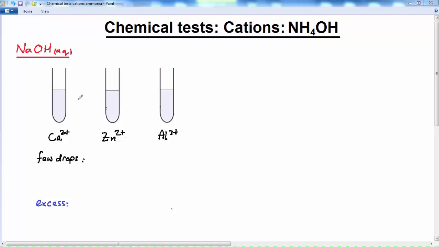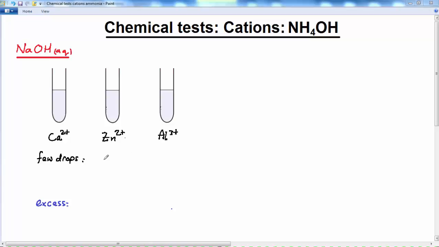In this lesson we're going to continue to look at chemical tests for metal cations. This time we're going to consider the effect of adding ammonia solution, sometimes known as ammonia water, or dilute ammonium hydroxide to specific metal cation solutions.